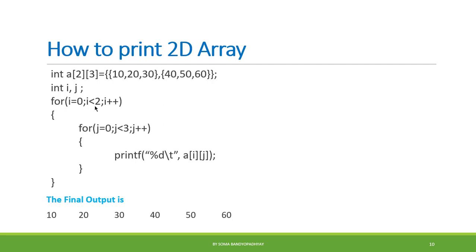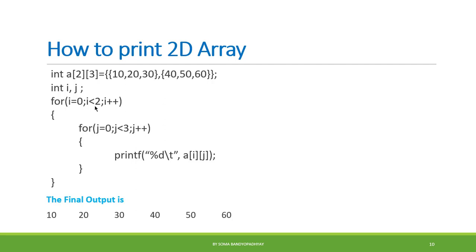Now j is incremented by 1 and j becomes 1. Again the condition is satisfied and it will print a[0][1], that means the 0th row and first column element. Now j is incremented by 1, j equals 2, and 2 is less than 3. Again the condition is satisfied, therefore it will print the element stored in the 0th row and second column. Now j becomes 3. j is not less than 3 now, so the condition is not satisfied and it comes outside the inner for loop.